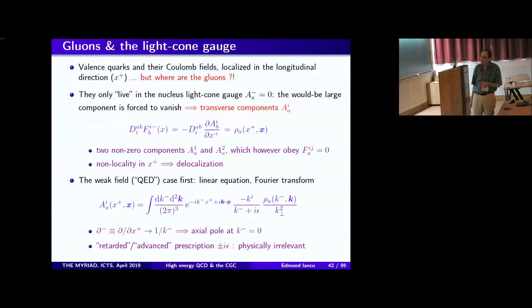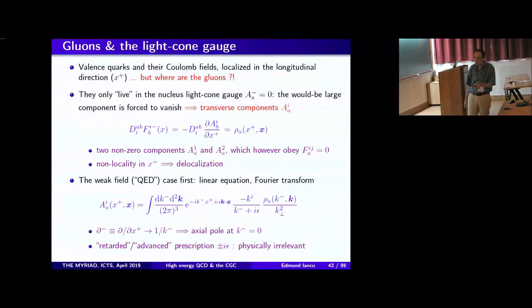And when k minus is 0, this has a pole. This is an unphysical pole. It's called an axial pole. And the prescription you use here should be irrelevant. So you can use plus or minus i epsilon to build the field. You should get the same physical result at the end. The field will be dependent upon the prescription because the field is not a gauge invariant quantity. But when you compute observables, it should be independent.